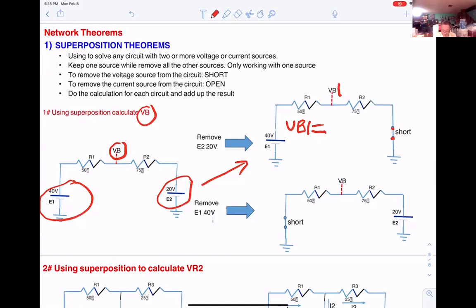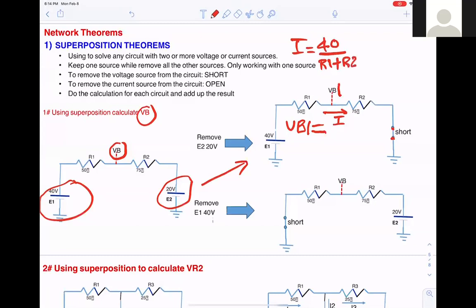I said, Mr. Smith, a little wrong here. You can calculate the current I, right? By taking 40 divided by R1 plus R2. Normally, you can calculate the current I here. I will be 40 divided by R1 plus R2, and after you get I, you want the VB.